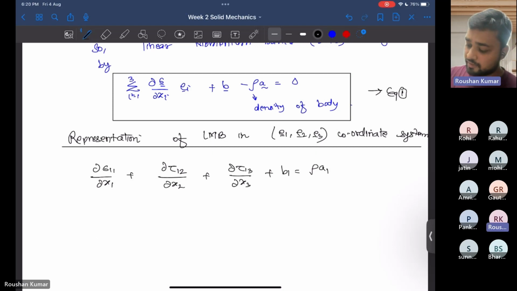So here sigma 11, sigma 22 and sigma 33 are the normal stress components, and tau 12, tau 23 and tau 31 are the shear stress components of the stress tensor sigma.